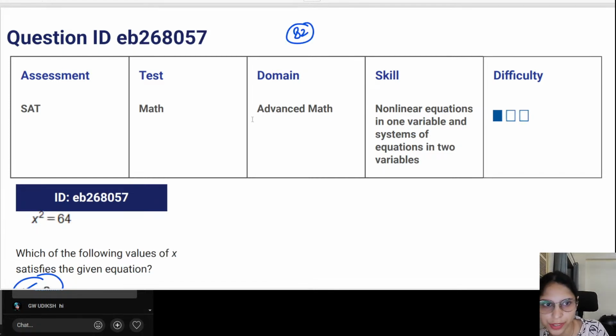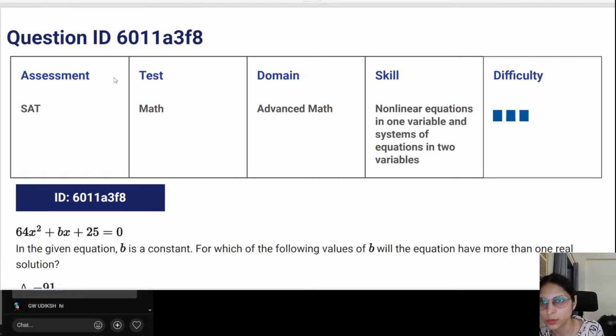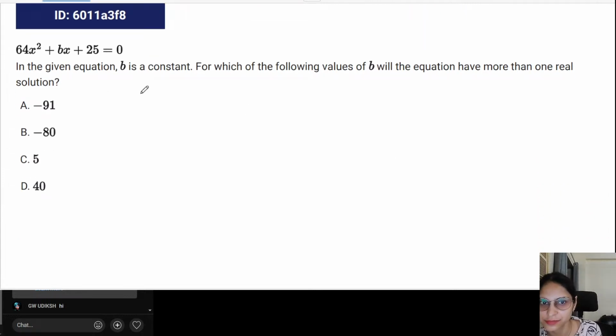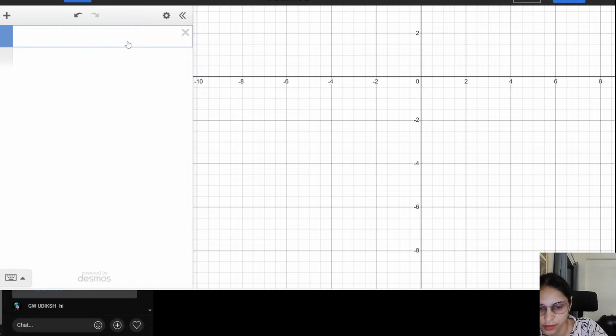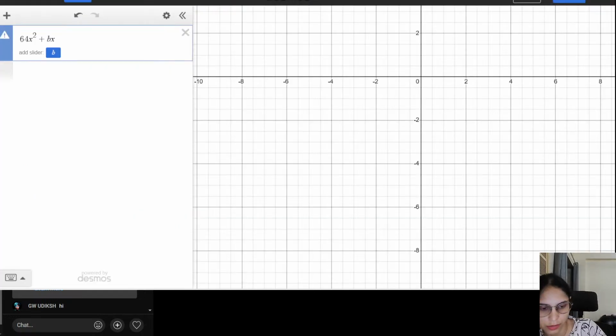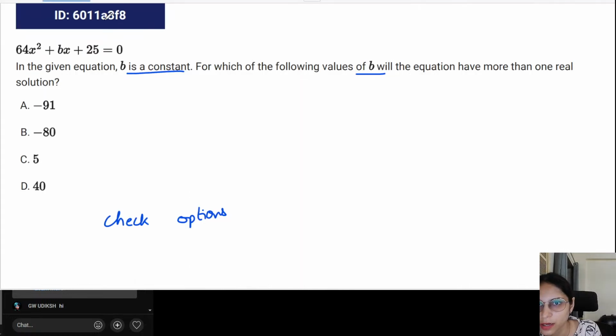81 is rational. I won't do it right now. 83, more than one real solution. So here you can just check the options, right? So 64x squared plus bx plus 25. And what do we want? We want more than one real solution.